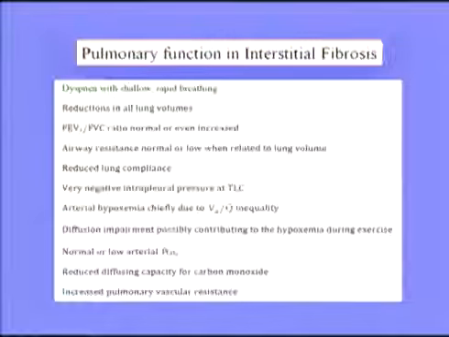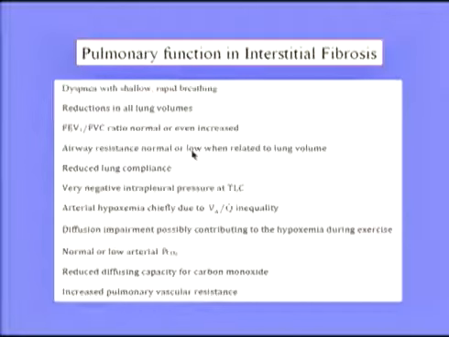So let's just summarize here the pulmonary function in interstitial fibrosis. There's dyspnea, and often the patient will present with a complaint that he is more short of breath than he should be when he's climbing stairs, and typically there's shallow rapid breathing. There's a reduction in all lung volumes. The FEV1 and the FVC are decreased, but the ratio is often normal or even increased, as we saw. Airway resistance is normal or low when related to lung volume, and this is because the airways are pulled open by the radial traction of the lung parenchyma.